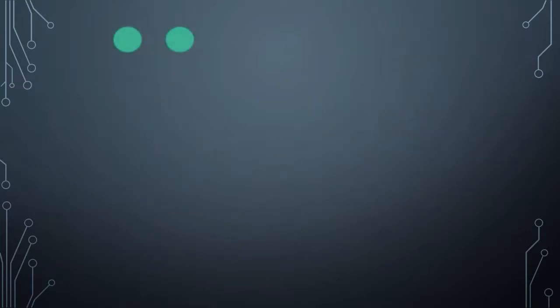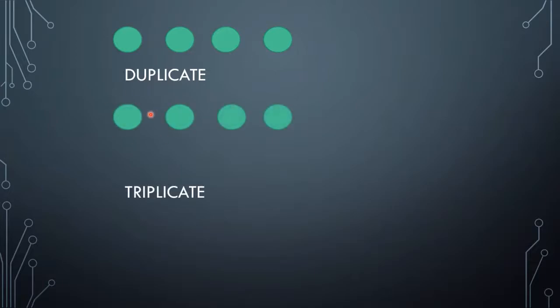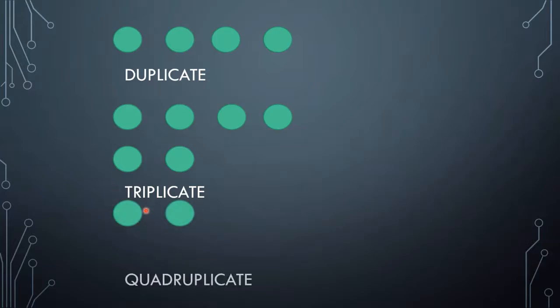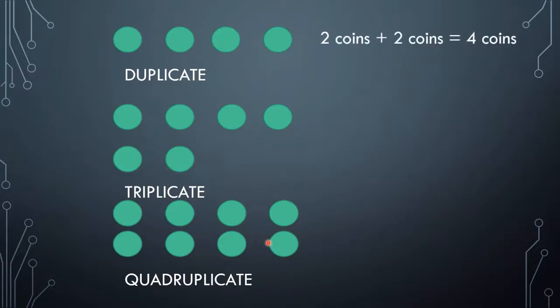Now, let's use 2 coins. If we duplicate these 2 coins, we will have 4 coins. Now, if we triplicate these 2 coins, or make 3 copies, we'll have 6 coins. So, 1, 2, 3 copies. If we quadruplicate these 2 coins again, that is 4 copies: 1 copy, 2 copies, 3 copies, 4 copies. As you can see, if you write it again, it becomes 2 coins plus 2 coins equals 4 coins. This can be shown like this, or it can be rewritten in this format.